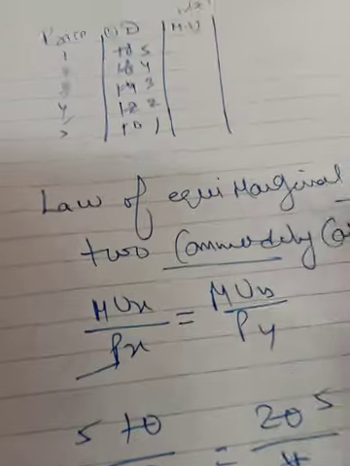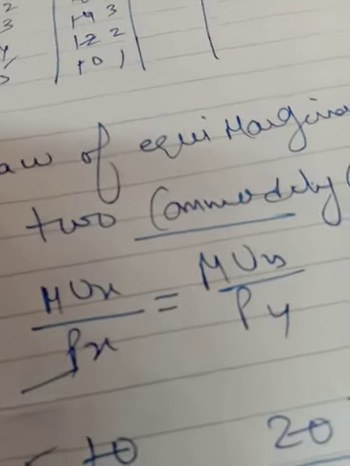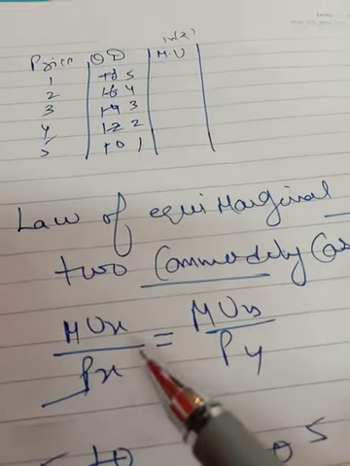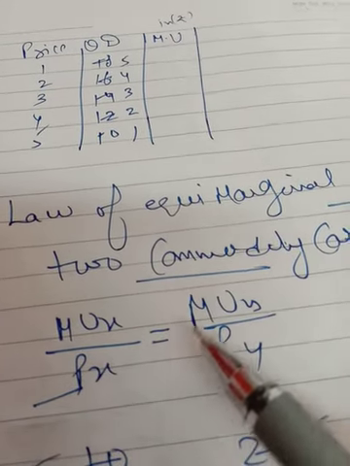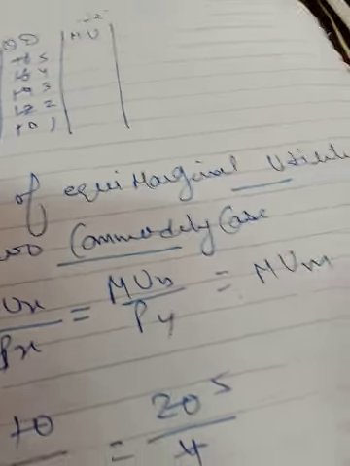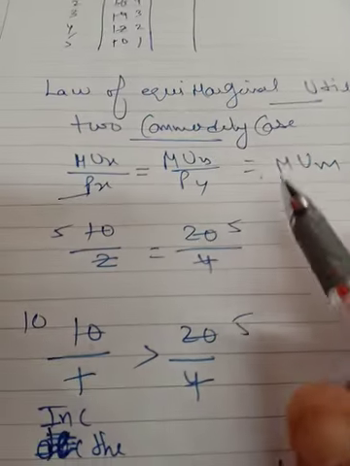When you are talking about the law of equimarginal utility, how do we apply the law of equimarginal utility behind the law of demand? In the law of equimarginal utility, in a two commodity case, the marginal utility of x upon price of x is equal to marginal utility of y upon price of y is equal to marginal utility of money. This is the condition of consumer equilibrium in this case.